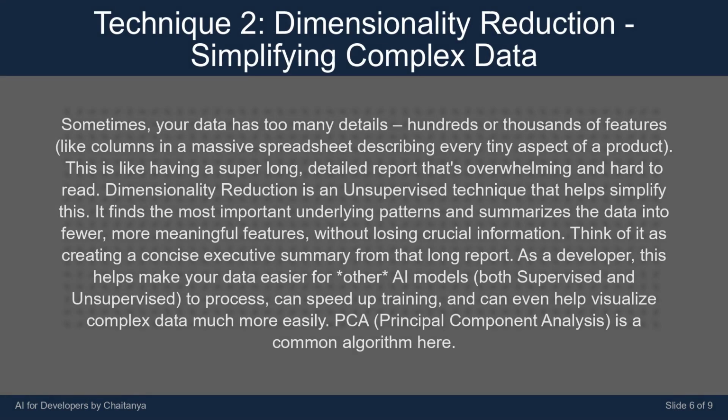Sometimes, your data has too many details, hundreds or thousands of features, like columns in a massive spreadsheet describing every tiny aspect of a product. This is like having a super long, detailed report that's overwhelming and hard to read. Dimensionality reduction is an unsupervised technique that helps simplify this. It finds the most important underlying patterns and summarizes the data into fewer, more meaningful features, without losing crucial information. Think of it as creating a concise executive summary from that long report.